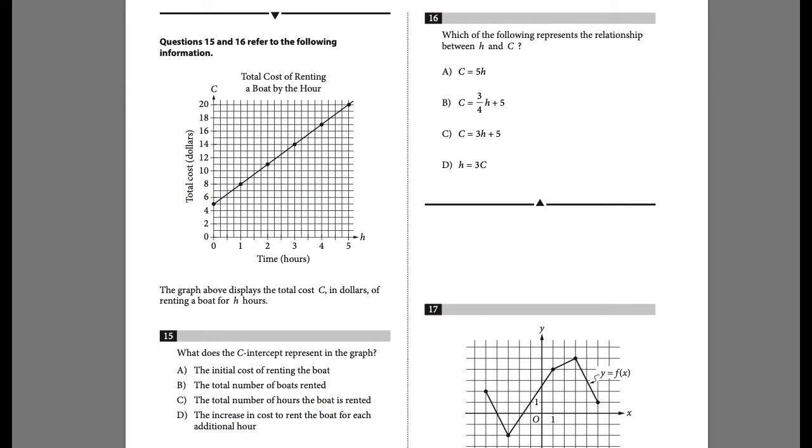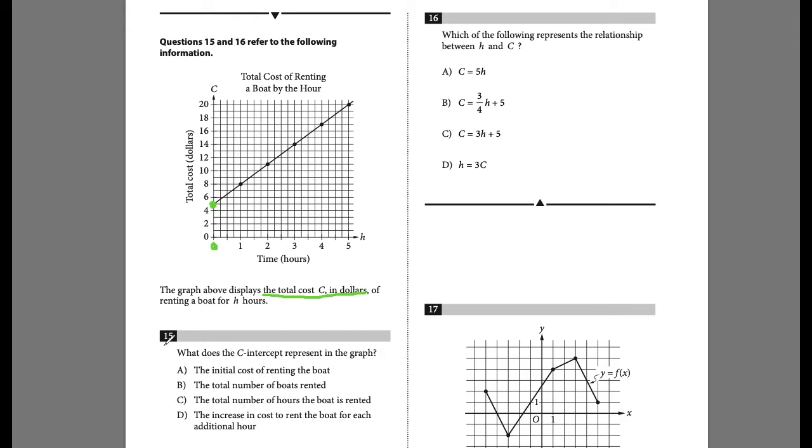Questions 15 and 16 refer to the following information. The graph above displays the total cost C in dollars of renting a boat for H hours. What does the C-intercept represent in the graph? So if we refer to the question, they tell us that the total cost C in dollars, so the total cost represents C. The C is this vertical axis. So where it crosses this axis is going to be at 5. This is going to be the price when we have rented the boat for 0 hours, or the initial price.